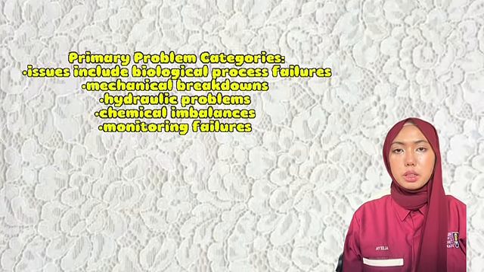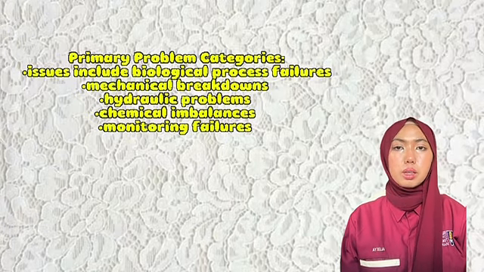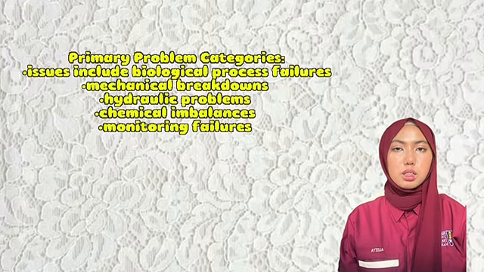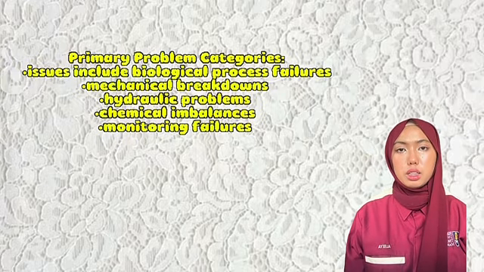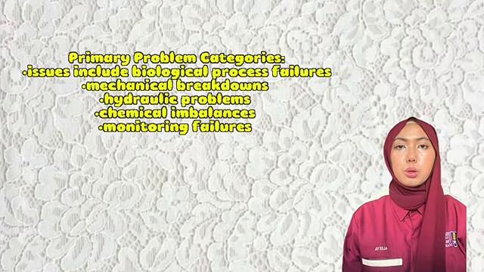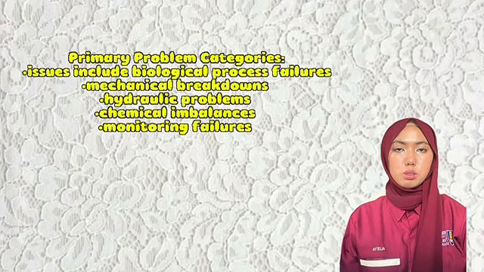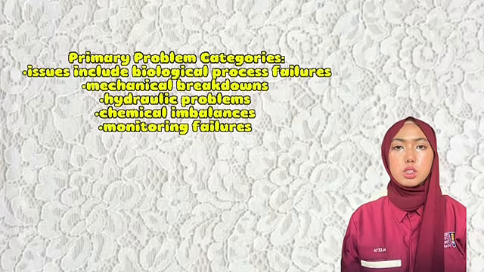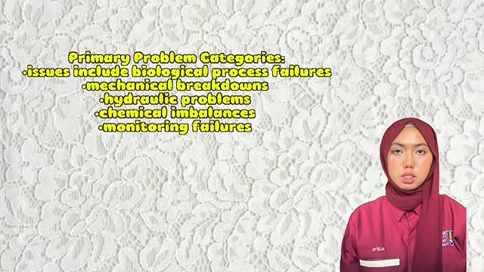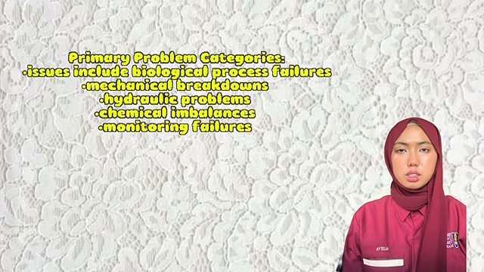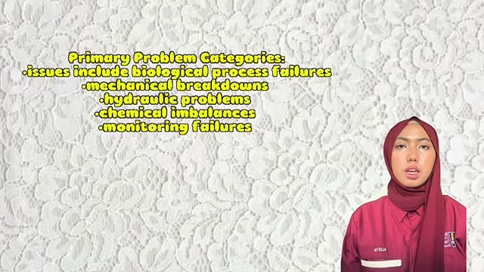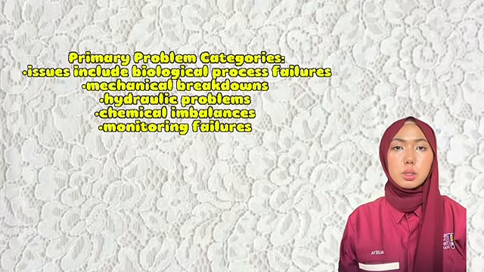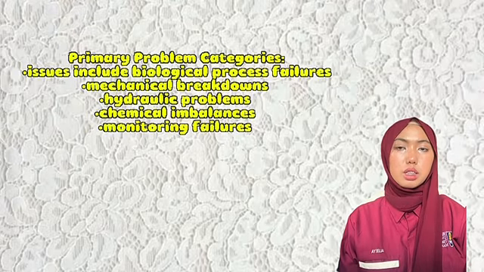As for mechanical breakdowns, there are pump cavitation, aerator failures, and clarifier mechanism failures. For hydraulic problems, there are short-circuiting, hydraulic overloading, and flow distribution issues. As for chemical imbalance, there are pH excursions, nutrient deficiency, and toxicity. And monitoring failures are sensor drift, sampling errors, and control system malfunctions, which require distinct diagnostic approaches and corrective interventions.